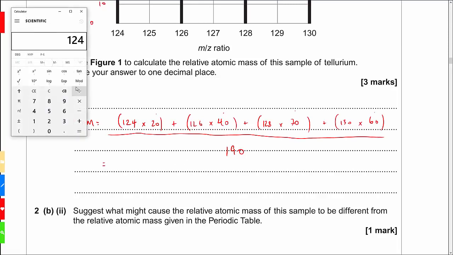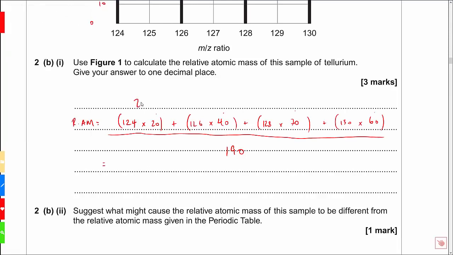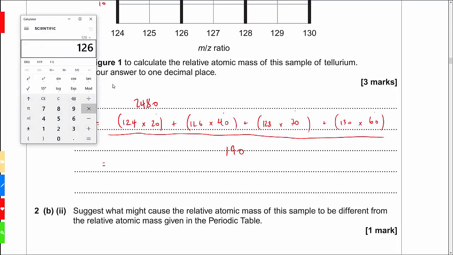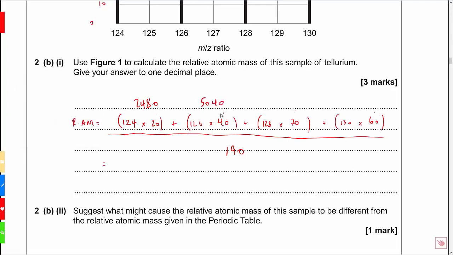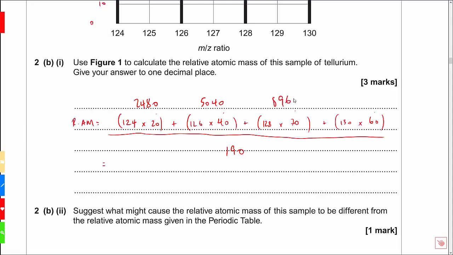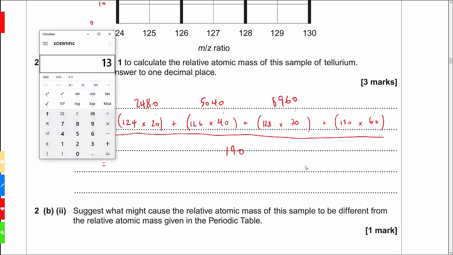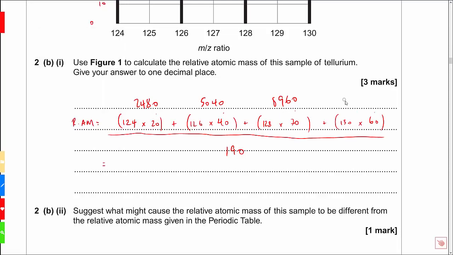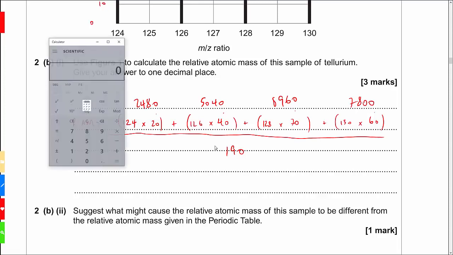So I'll do this as is on here. So 124 times 20 is going to be 2480. Next one's going to be 126 times 40, 5040. Next one's going to be 128 times 70. It's going to be 8960. And the final one is going to be 130 times 60, and that's going to be 7800. So you're going to add those all up, and we'll divide them by 190.